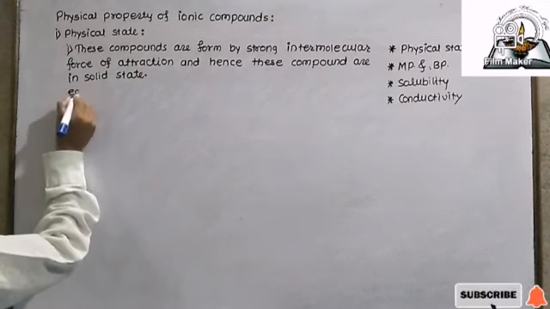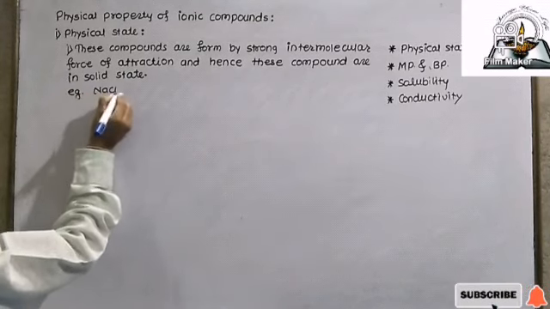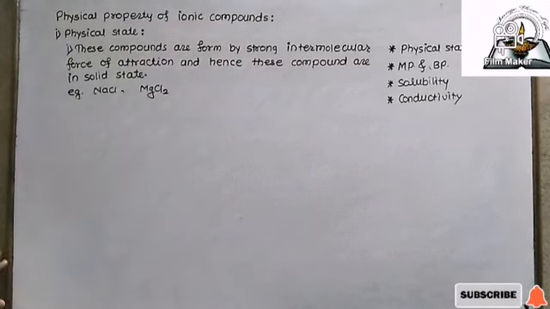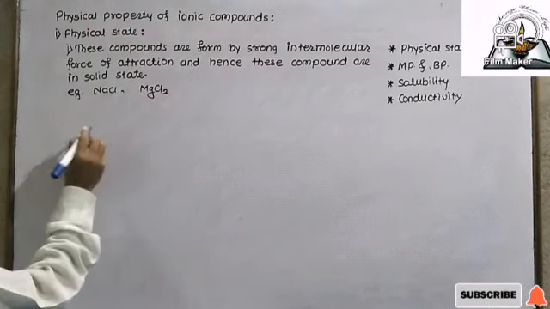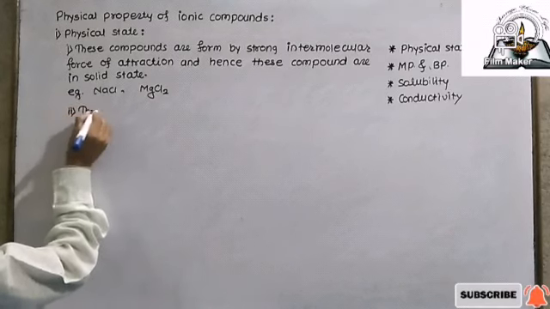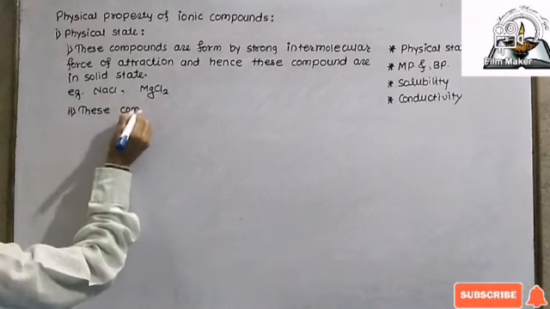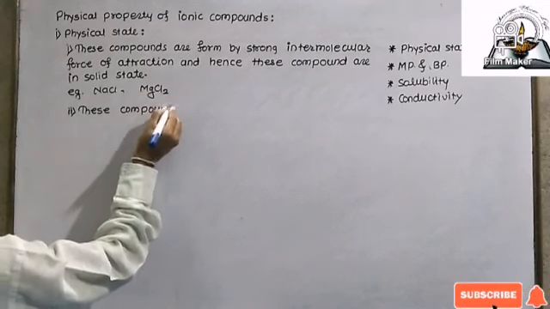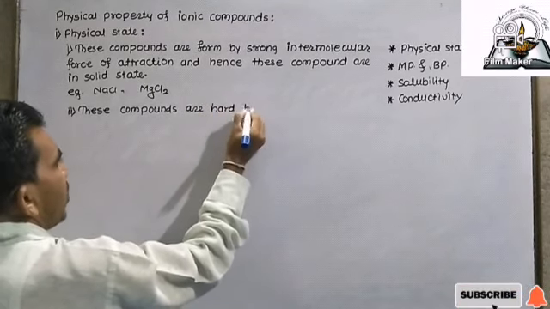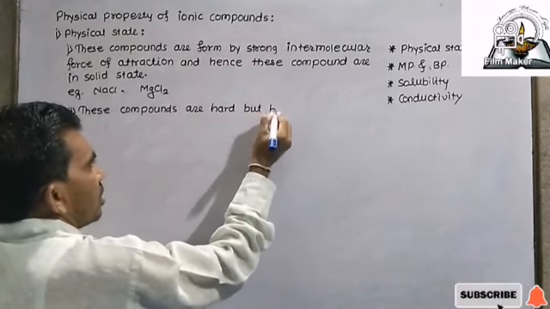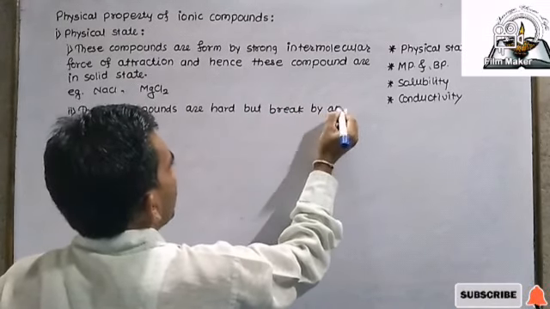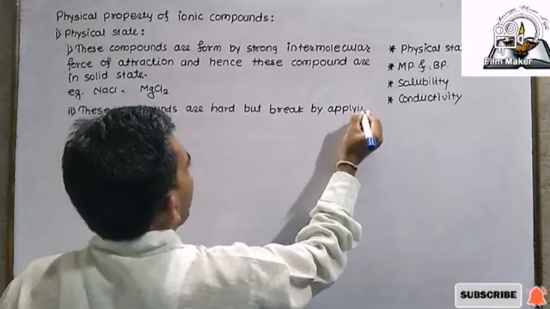For example, NaCl, MgCl2, all these compounds are formed by the strong intermolecular force of attraction, and hence they are in solid state. These compounds are hard, but break by applying force.